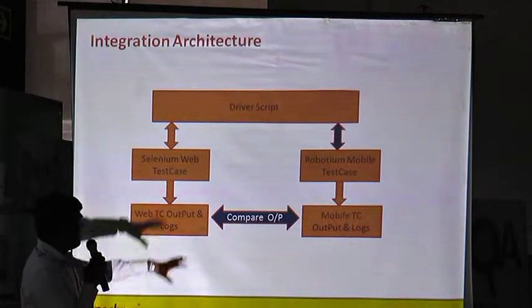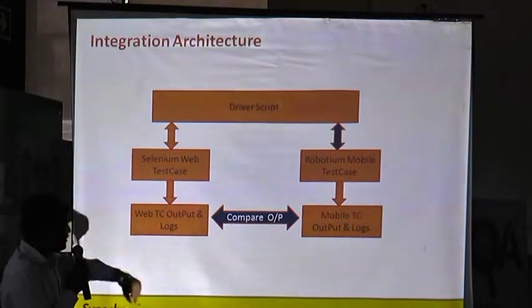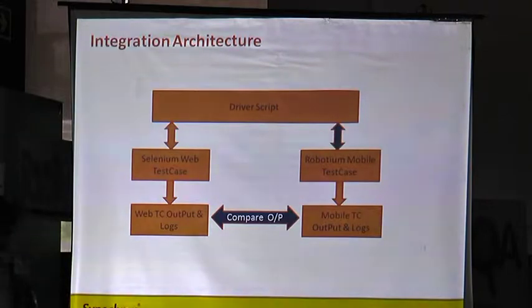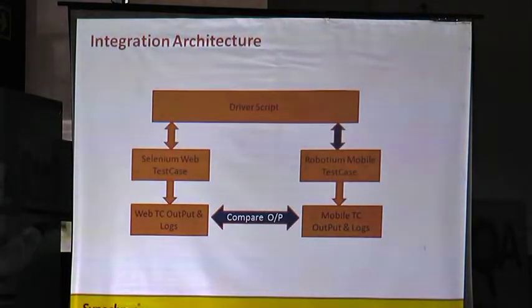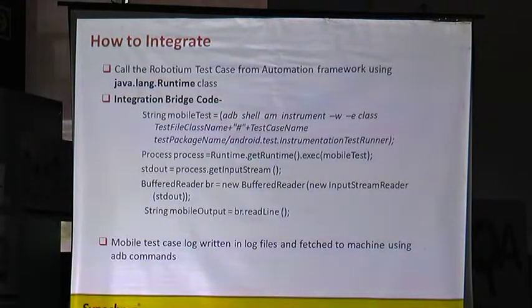So how it does that, I will explain. First, I have code for this. For the top blue arrow, I'm using this source code. To call the Robotium test case from my driver script, I'm using the Java Lang Runtime class.